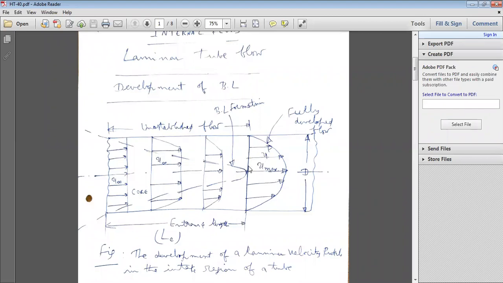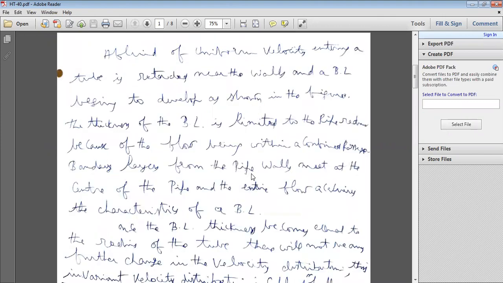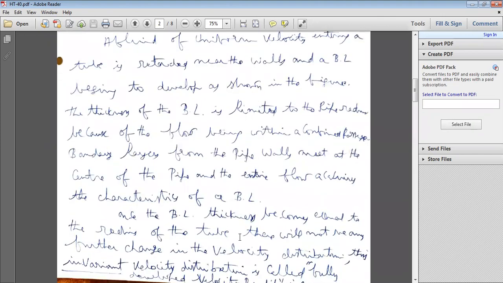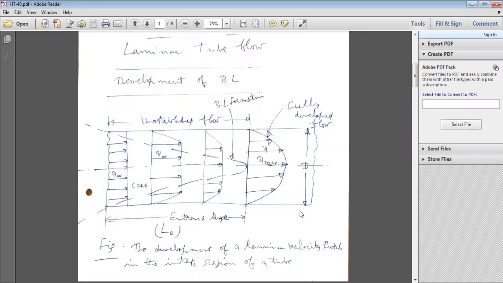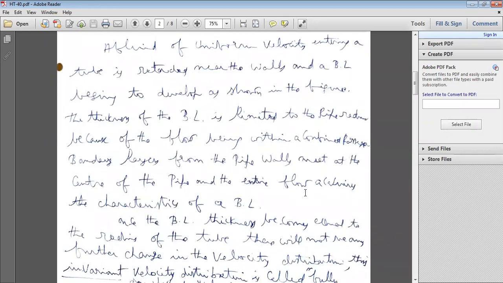Once the boundary thickness reaches the radius of the pipe, see here, the maximum boundary thickness up to this point. What is the boundary thickness? The radius of the pipe. So once the boundary thickness becomes equal to the radius of the tube or pipe, there will not be any further change in the velocity distribution. Here this is the velocity distribution, and here also the same parabolic, here also the same. So there will not be any change in the velocity distribution.